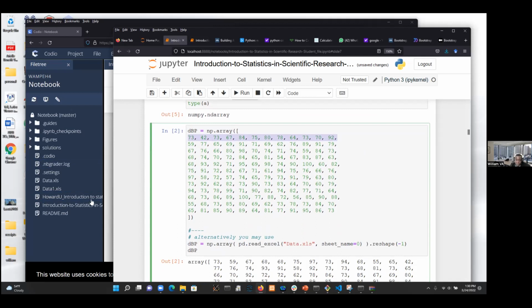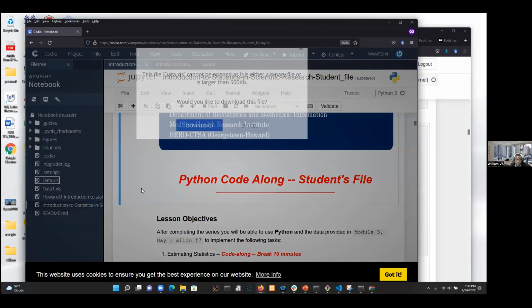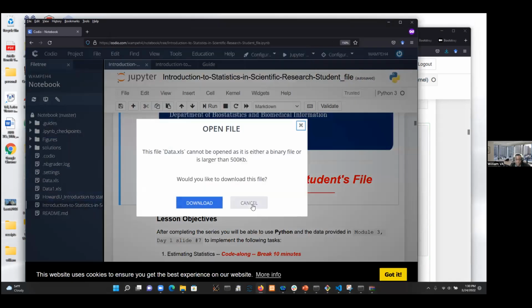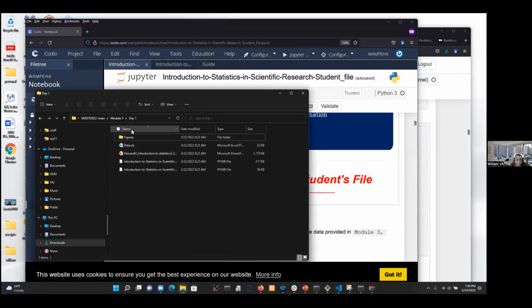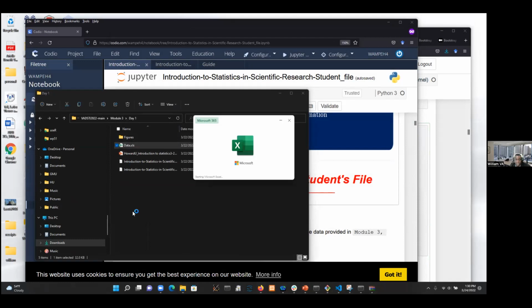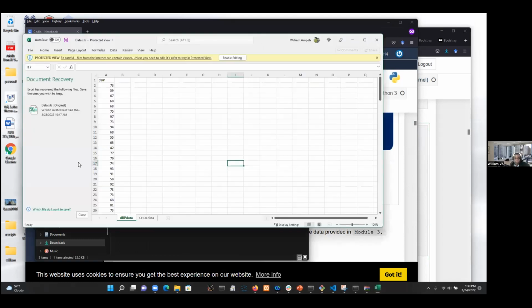Alternatively, what you can do is, we have this data. Professor Paul gave us a copy of this data, which is here, so we can use that as well. I don't want to download it, but we have a copy of the data here, which is just a straight Excel. It's just one column, with a variable name on top.